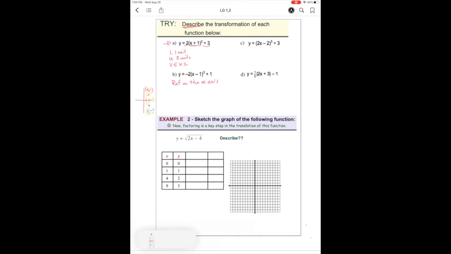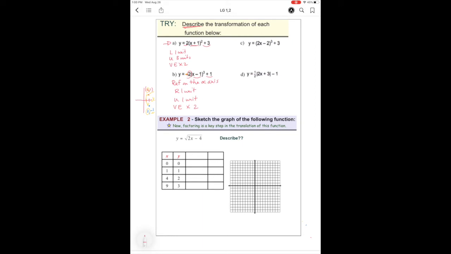Okay, so let's look at the rest of it. So inside the bracket, it's going right 1 unit, and this guy is up 1 unit, and this 2 now is a vertical expansion by 2 units.